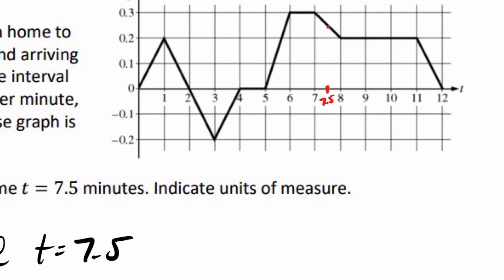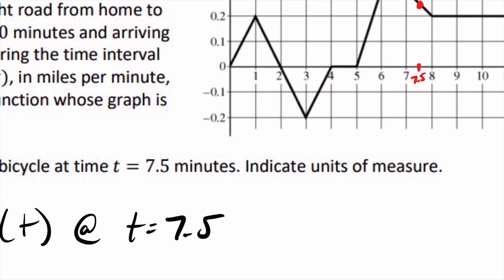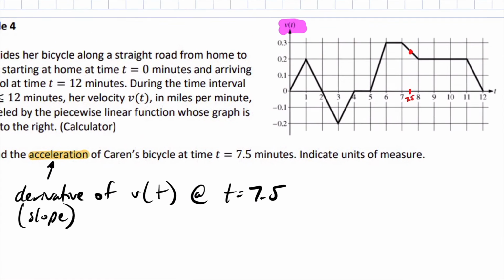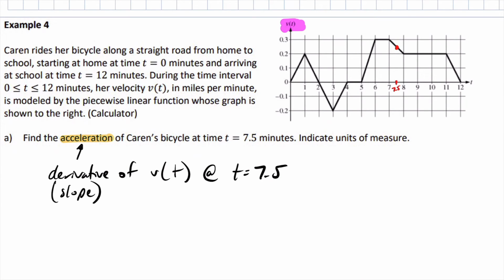So that means right there is 7.5. Well, that dot is part of a segment. It said it's a piecewise function. Piecewise function means it's a bunch of functions put together, a bunch of linear functions put together. Right here, piecewise linear function. This one is a bunch of lines put together.